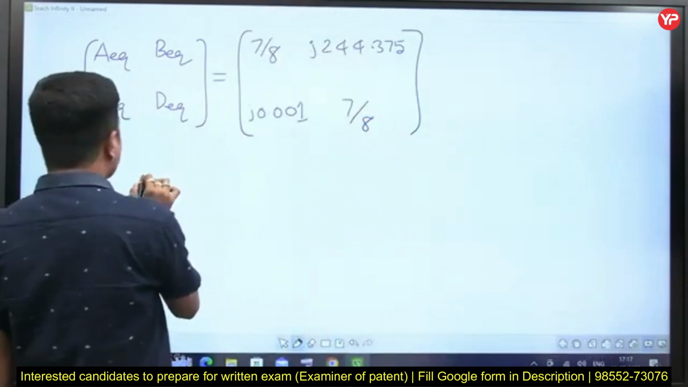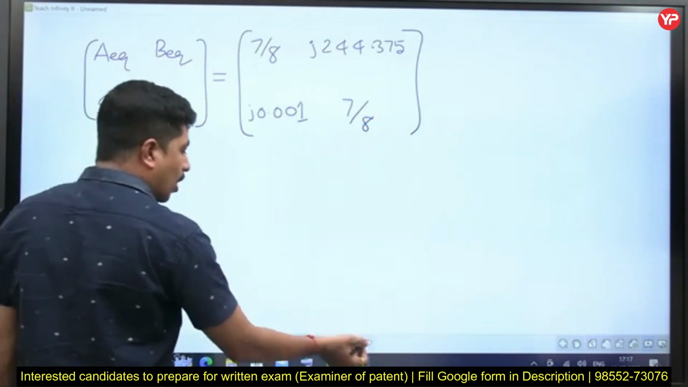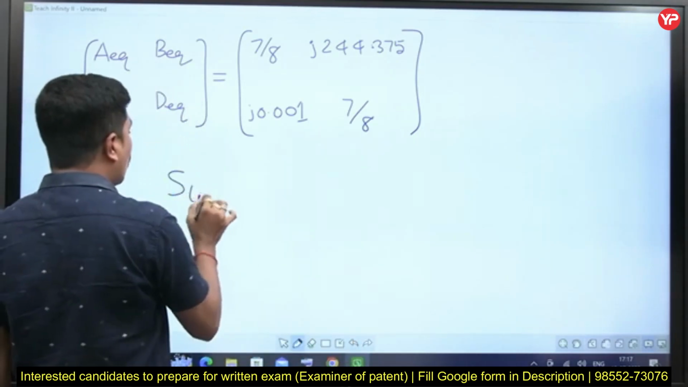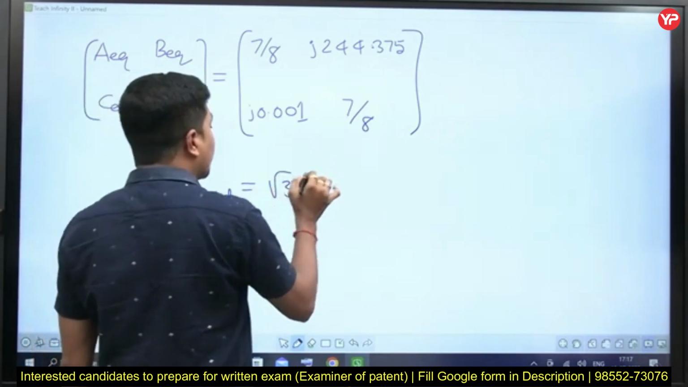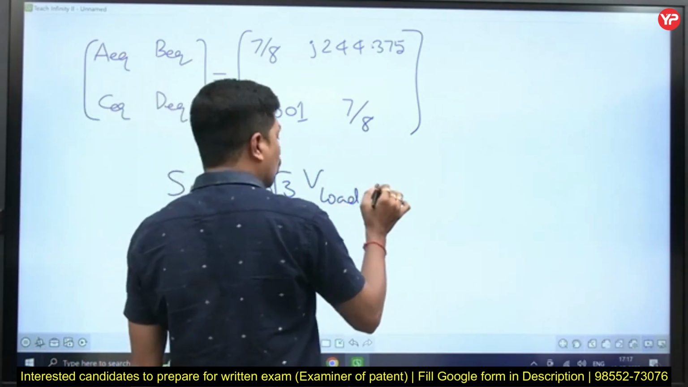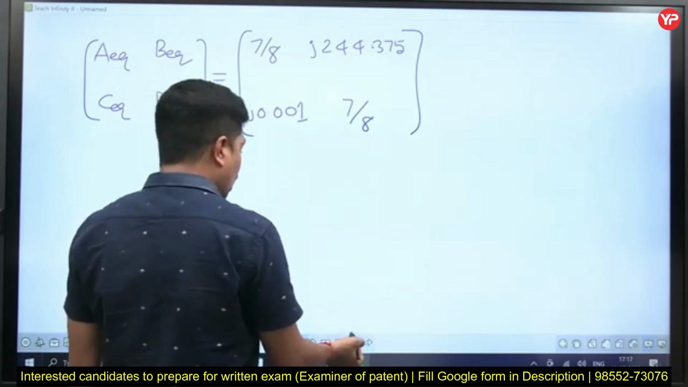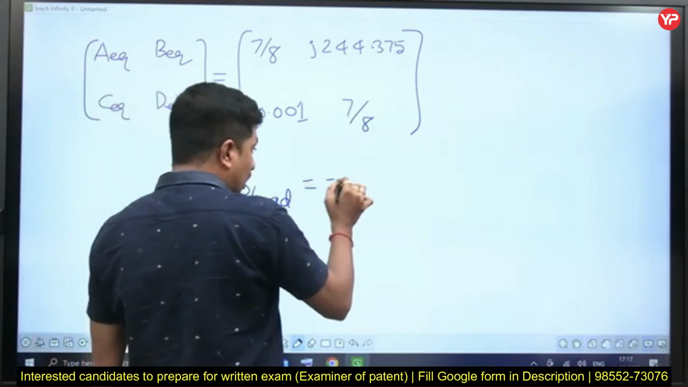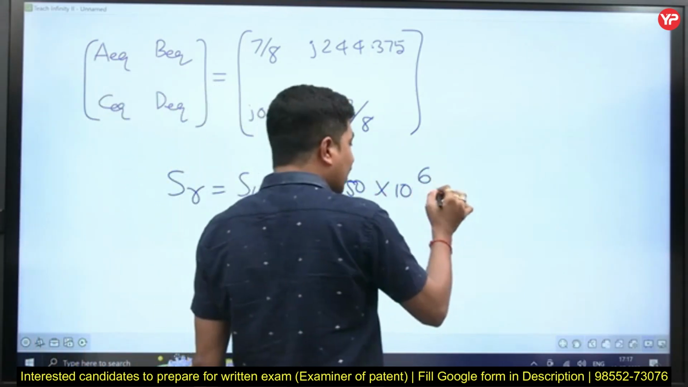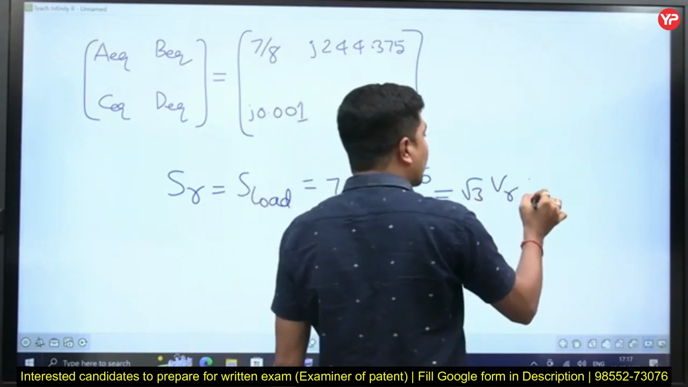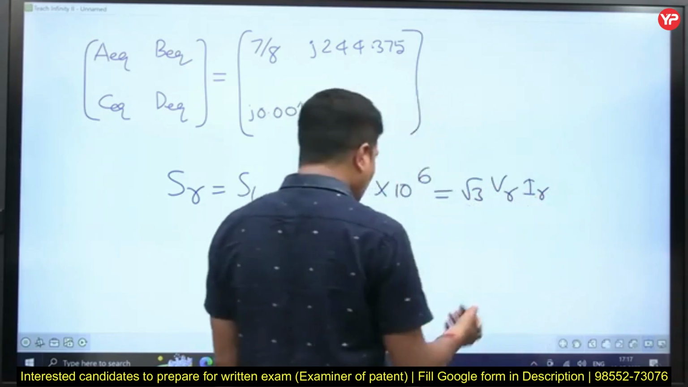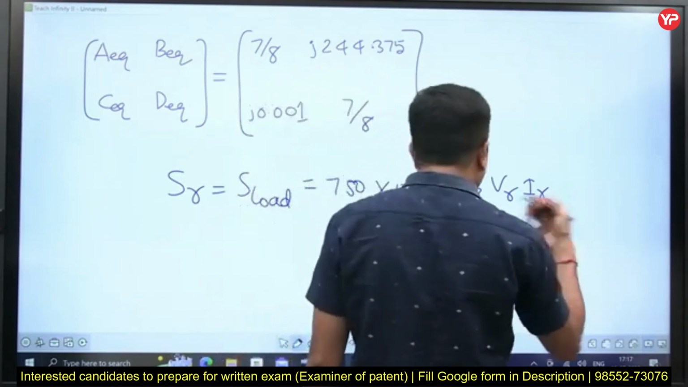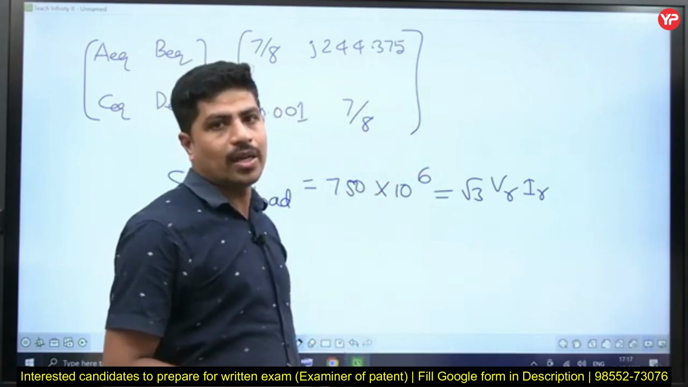So now tell me, what is VS? VS is equal to A VR plus B IR, but we do not have IR. Since the load is connected to the receiving end, SR is equal to S load, which is 750 MVA. That is the given data. S is root 3 times VR into IR.